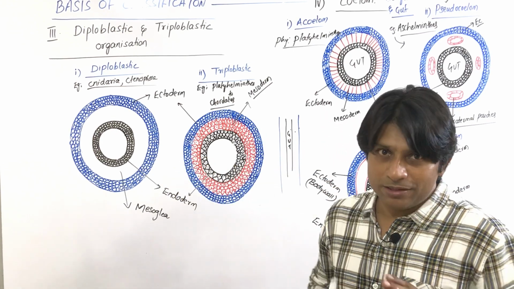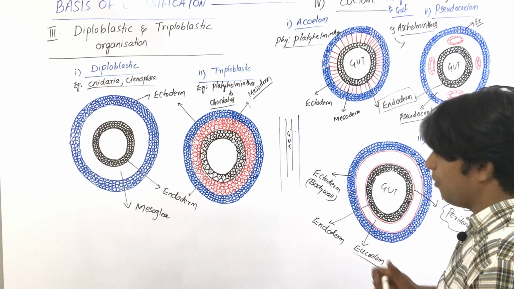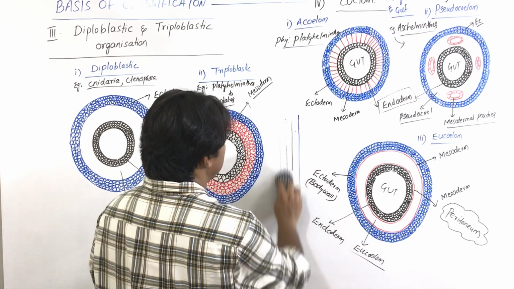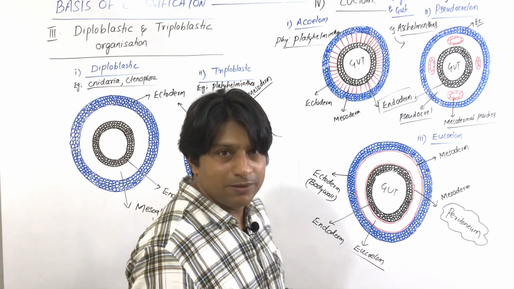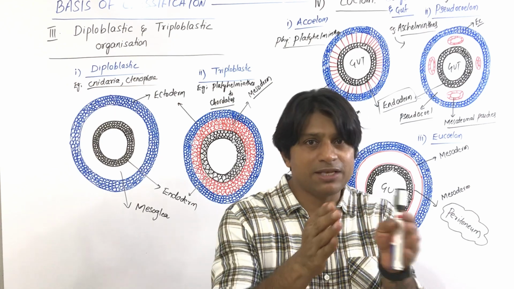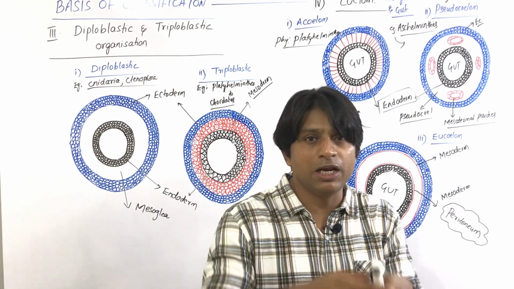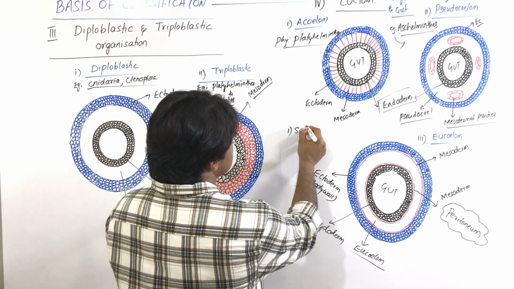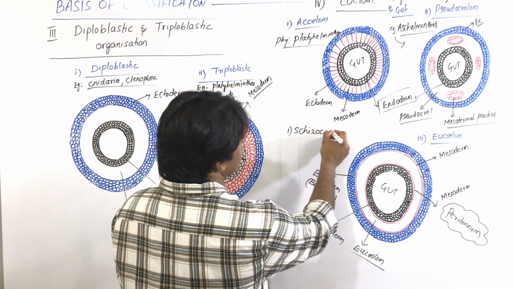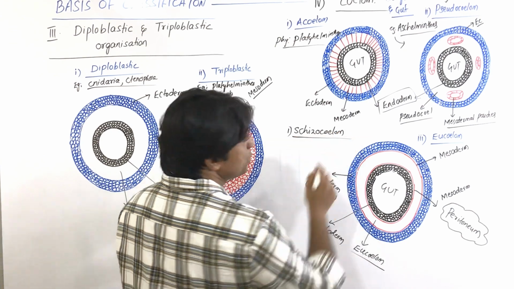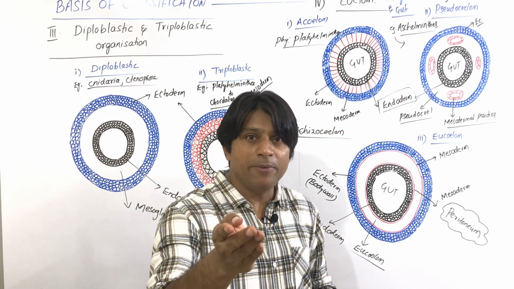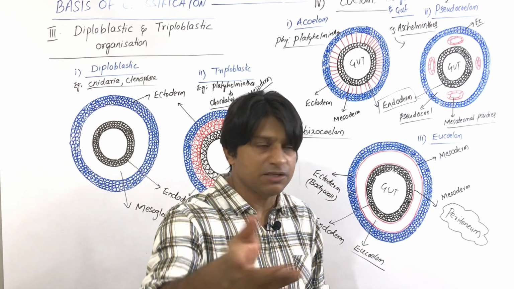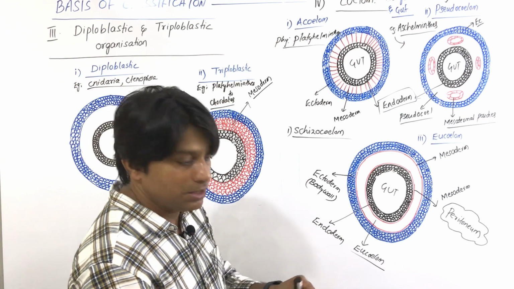Next, for your reference, these eucoelomates we have further classified based on the method of formation of mesoderm. So that much information is not required. Just I will tell you the two types of eucoelom. Remember this. This eucoelom is further called schizocoelom. So this is based on how exactly the mesoderm is formed. Based on that, the true coelom is further classified. This is the first one, called schizocoelom.